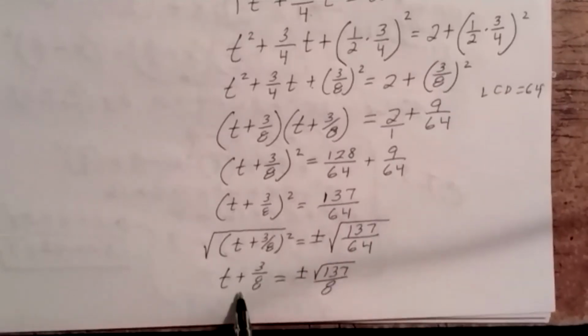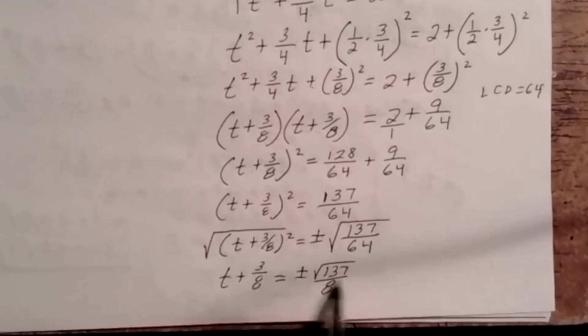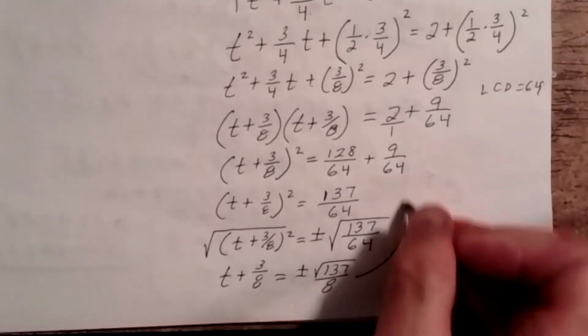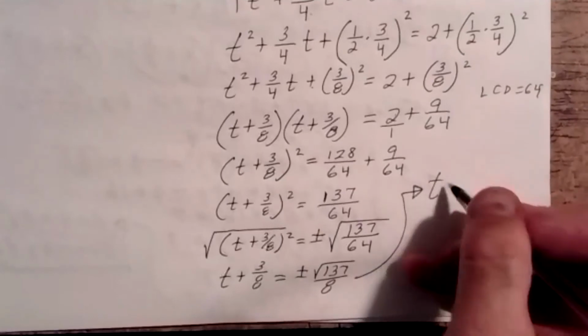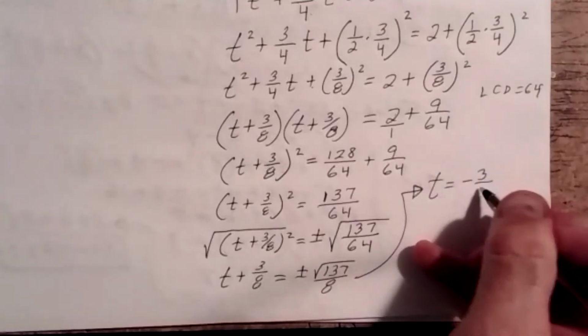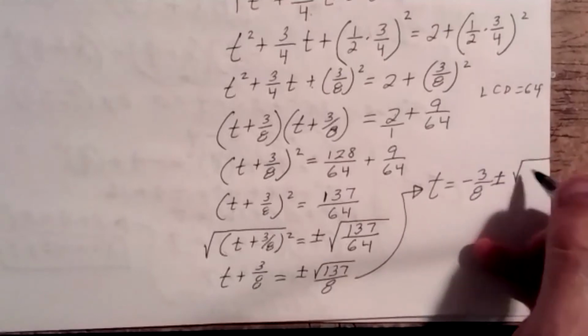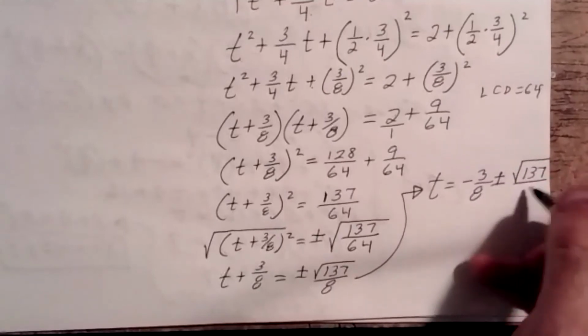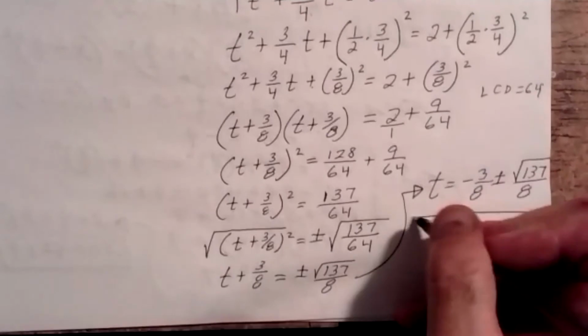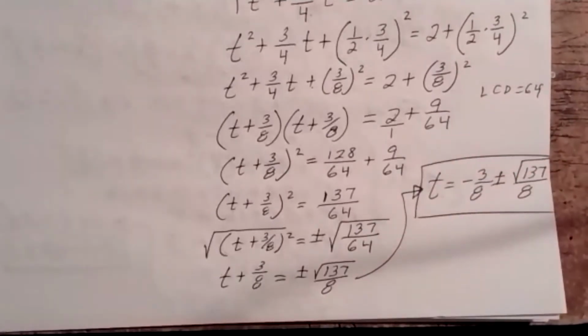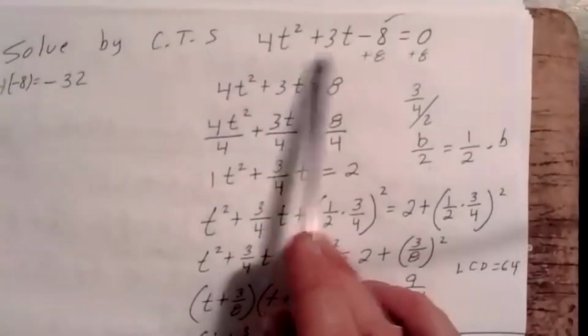Yes. Finally, I'm going to solve for t. We subtract 3/8 from both sides to get t by itself. Therefore, our two solutions for t are going to be t is equal to negative 3/8 plus or minus the square root of 137 over 8. Leave your answers like that. There you go. You got your two solutions to that quadratic equation way back up here.